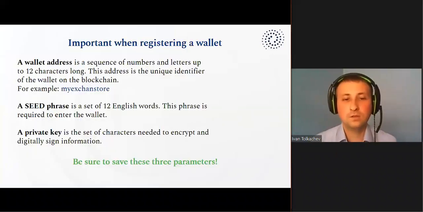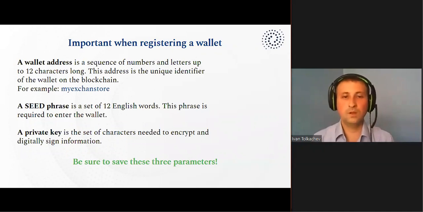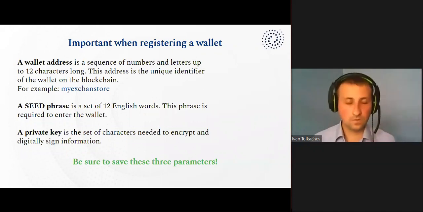It is important to remember 3 parameters. Well, not just remember, but write them down and put them under lock and key and never show them to anyone: the wallet address, well, you can show the wallet address for exchange, but you need to preserve it and save it somewhere, then a seed phrase and a private key. So a wallet address consists of 12 characters that you need to get access to your wallet and for exchange for anyone. A seed phrase is a set of 12 English words, and this phrase is required to access your wallet. And if you lose that phrase, you will not be able to access your wallet.